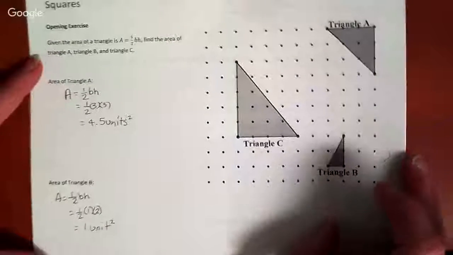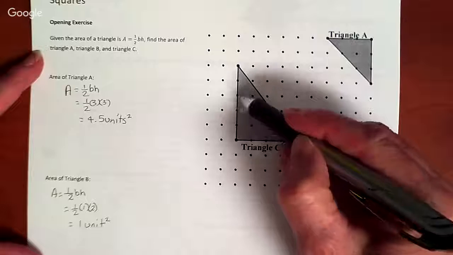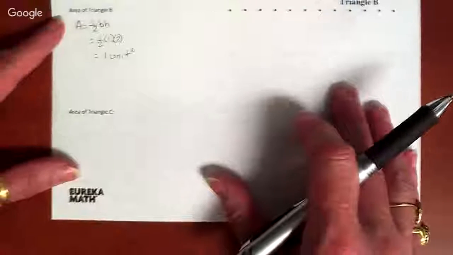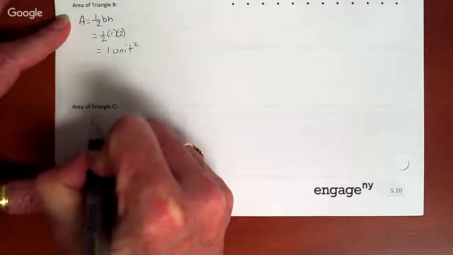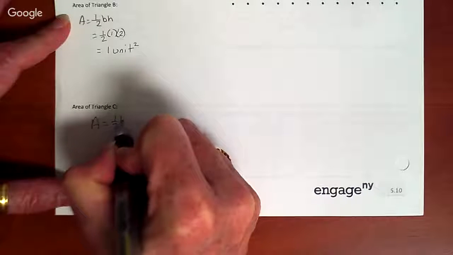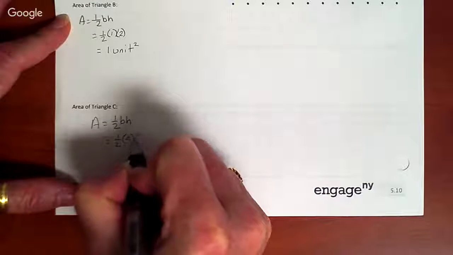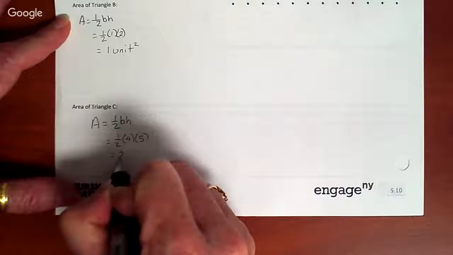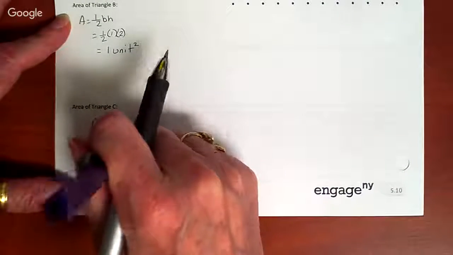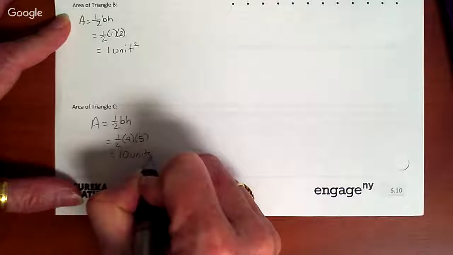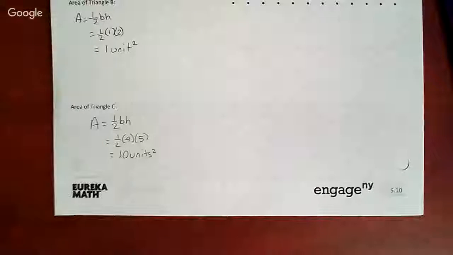Our third one, our triangle C, is 1, 2, 3, 4, 5, 1, 2, 3, 4. So 4 by 5. So I'll put that down here. So area equals 1/2 base times height, which is 1/2 times 4 times 5, which is 10 units squared.